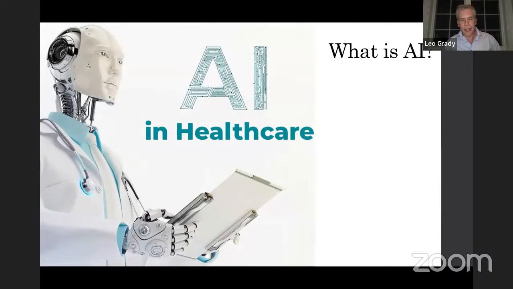Now, when we talk about AI, you guys are in the Youth AI Club, so I'm sure you've been thinking about AI and talking about it for a while. I can tell you that in the healthcare world, when people think about AI in healthcare, this is what they think about. They think about a robot doctor that's going to wheel in and do a lot of the things that a human doctor would do, but just be a robot and a computer.